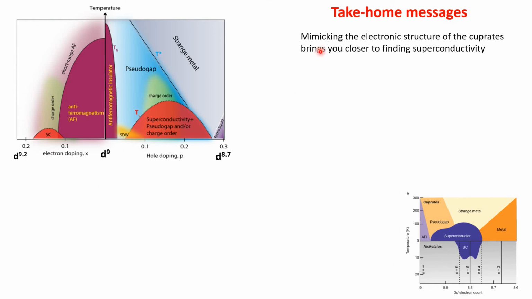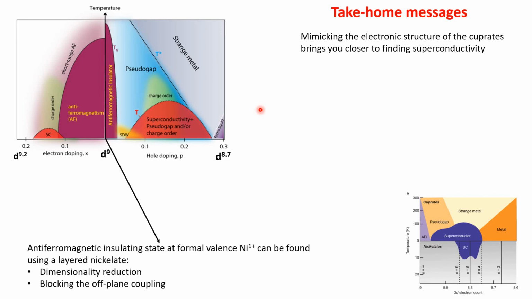That's one of the main messages of my talk, that mimicking the electronic structure of the cuprates brings you closer to finding superconductivity, as has been seen by experiments. The other two messages are that we can recover parts of the phase diagram of the cuprates. For example, the antiferromagnetic insulating phase can be recovered, even though you don't find it in the infinite layer system because of dimensionality effects and off-plane couplings. If you block this, for example, by using reduced Ruddlesden-Popper systems, you can recover the antiferromagnetic insulating spot in the phase diagram typical of the cuprates.